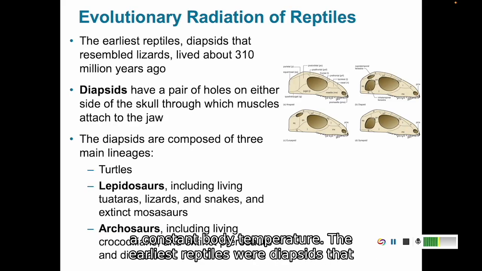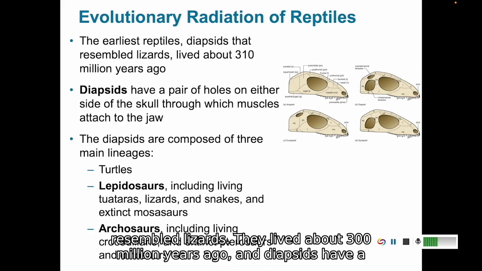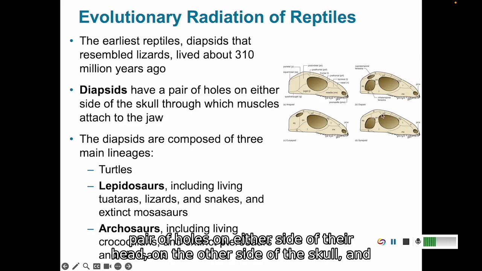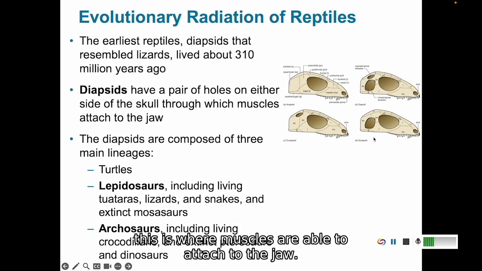The earliest reptiles were diapsids that resembled lizards. They lived about 300 million years ago. And diapsids have a pair of holes on either side of the skull, and this is where muscles are able to attach to the jaw.